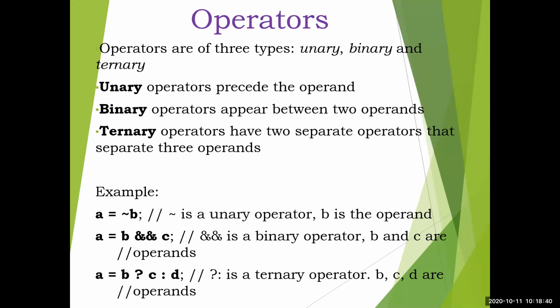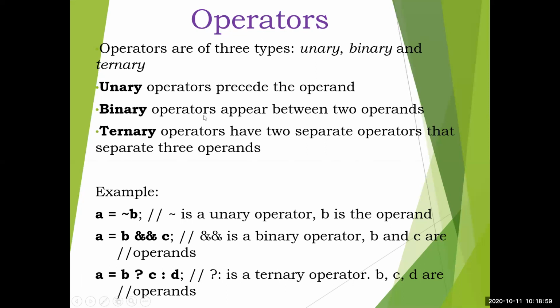Next, we'll see the operators. We'll see more detail in data flow description; just now we'll introduce what operators are. Operators are normally of three types: unary, binary, and ternary. Unary operators precede the operand, so they function on a single operand. In C programs also you have seen this.